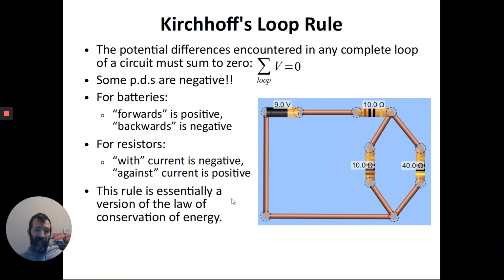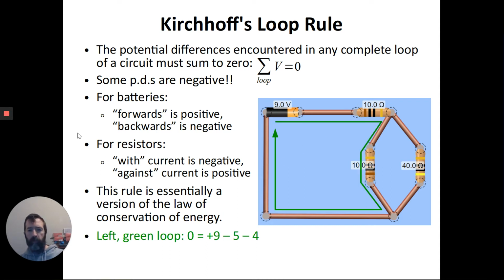This law basically is like the conservation of energy. It says that your potential energy changes every time you go through an object, but if you return to where you started, you should have the same potential energy as when you began. So here's a couple examples. If I use this path, I've drawn a green arrow that traces a complete loop starting in the battery, goes around. The values I would fill in when writing this loop would be 0.